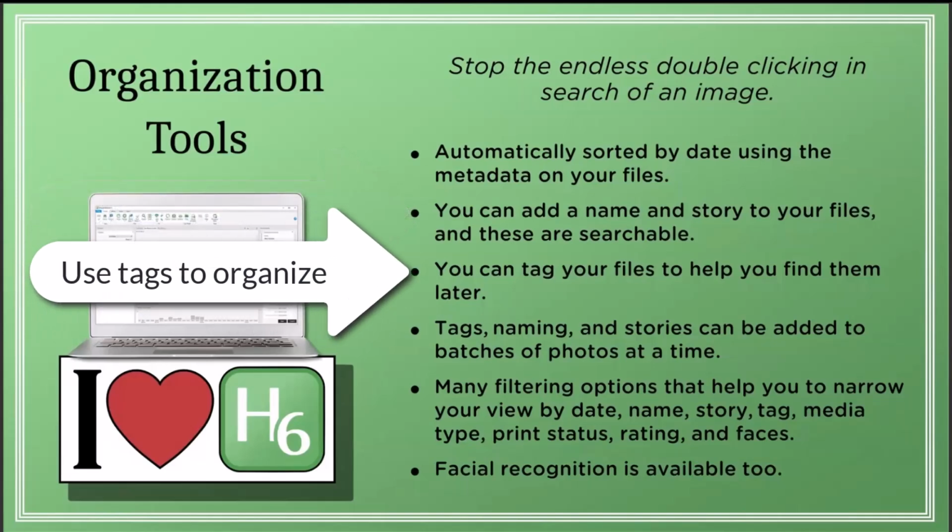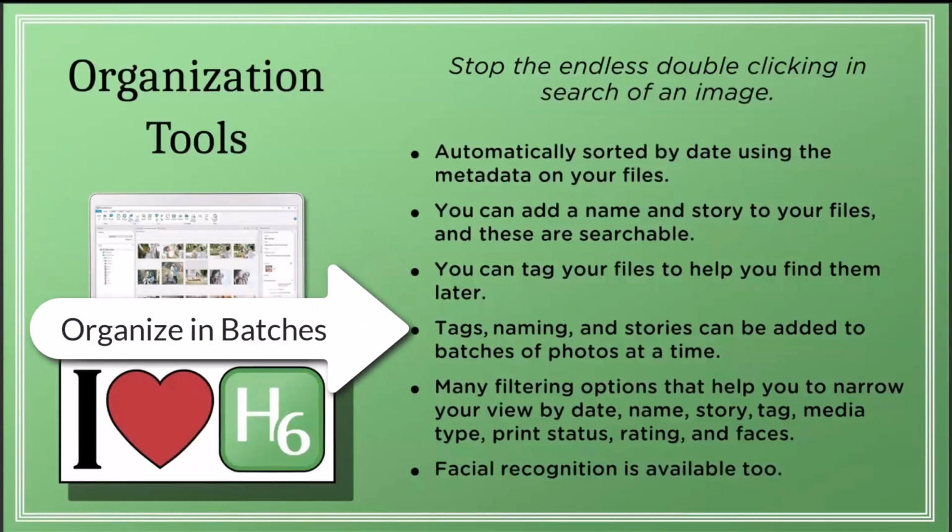You can tag your files, tag by people's names, by subject, like Halloween or trips to the zoo. So you can create tags for things that you do regularly, and then you can find them easily later. Your tags, naming, and stories can be added to batches of photos at a time. So this isn't a one-at-a-time thing. You can do all 200 photos you took at the zoo. You can select them all, tag them with the zoo, name them trip to the zoo, and put in the story, and it'll add it to the metadata of all of those selected files.